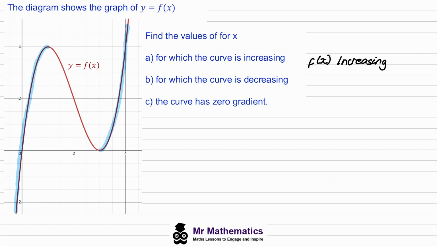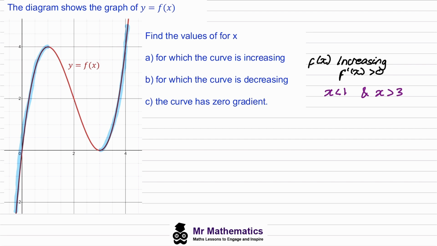So what we say then is that f of x is increasing when the gradient f dash of x is always greater than 0. So we'll say that x is less than 1. It cannot be equal to 1 because at this point it's neither increasing nor decreasing. And when x is greater than 3, as we travel to the right from x equals 3, the graph will keep going up. So x is less than 1 and x is greater than 3.